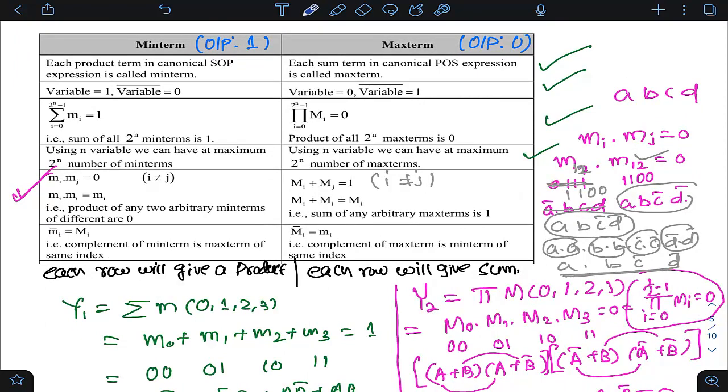So there are 6 properties, right? 1, 2, 3, 4, 5, 6. So we have seen 5 properties. Now let us see the 6th property, this property. This property says that, so let me take it to another page and we'll see.